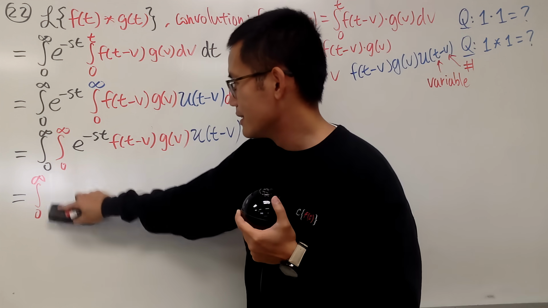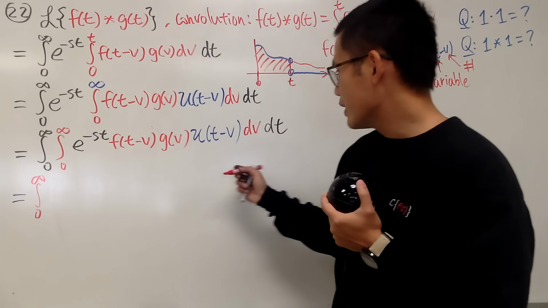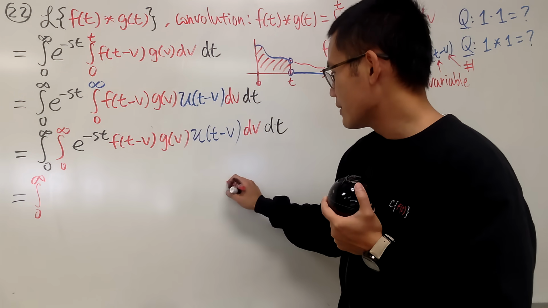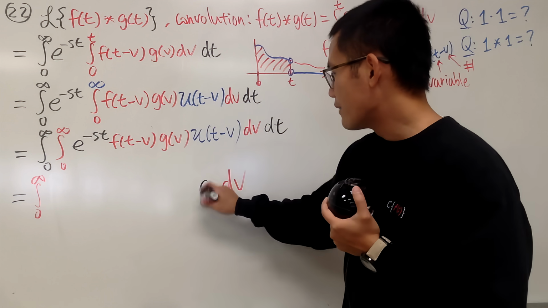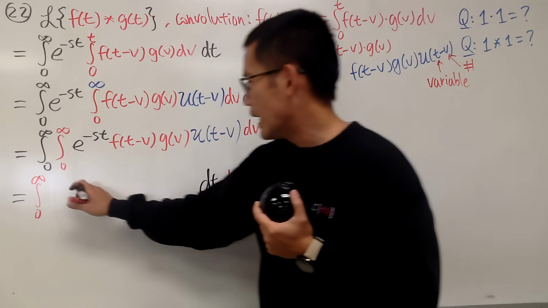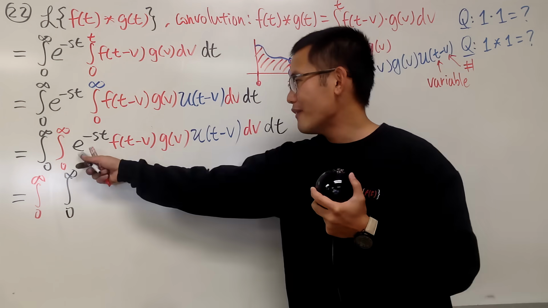Actually, no, let's do this in your head, right? So let me put the red integral on the outside. So we have this, and then we have the dv on the outside, right? And then I will have the dt. So we have the integral from 0 to infinity like this. Now we have everything right here.